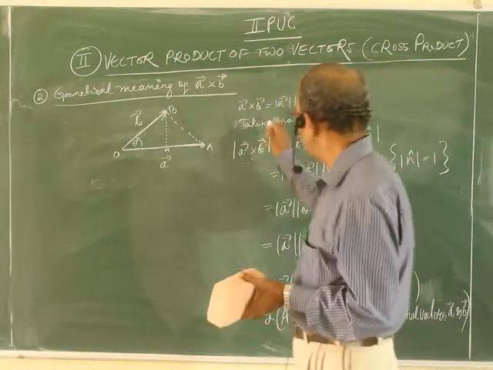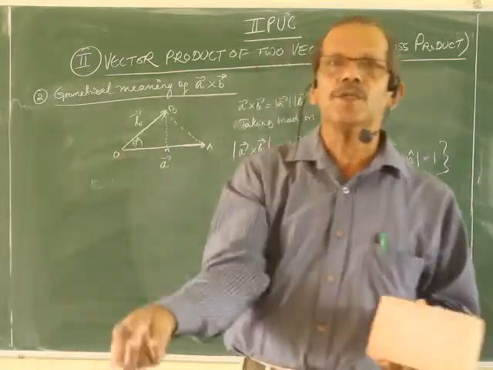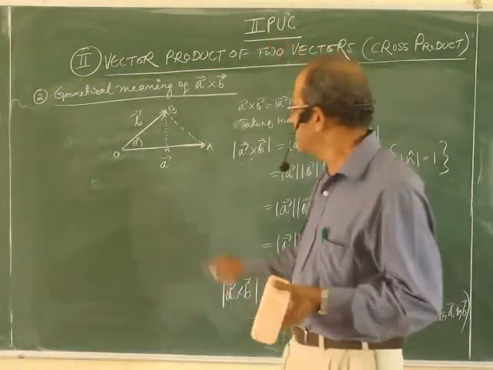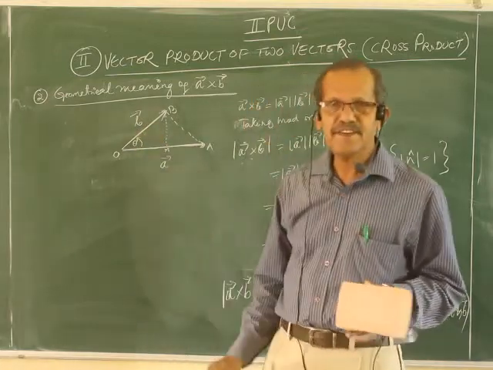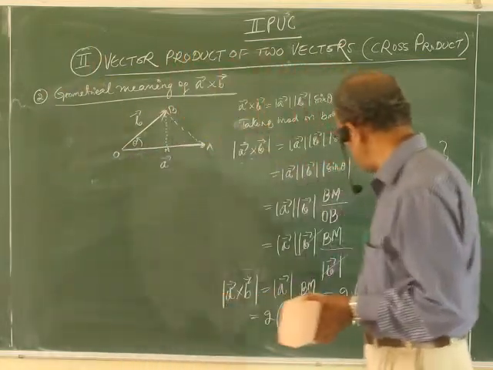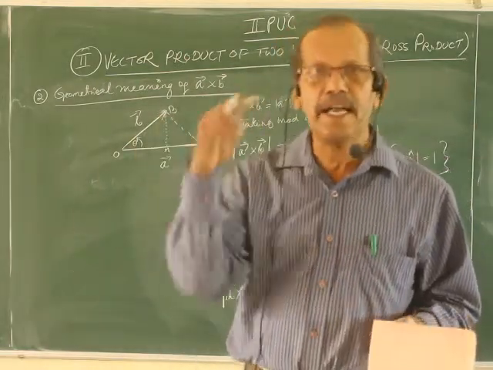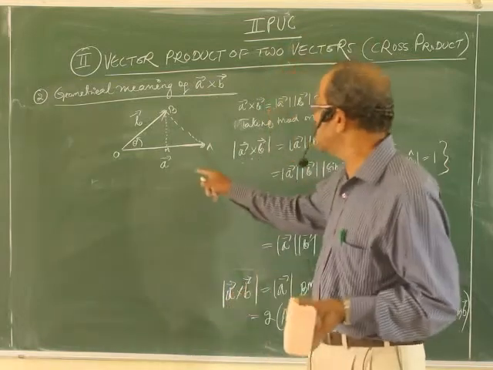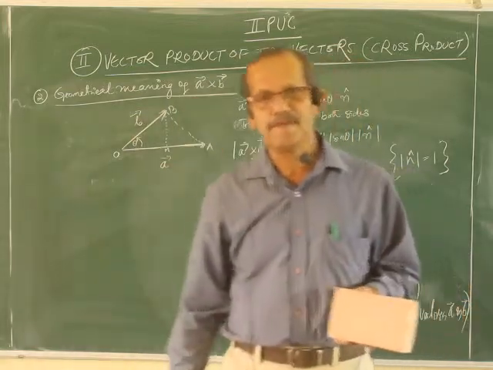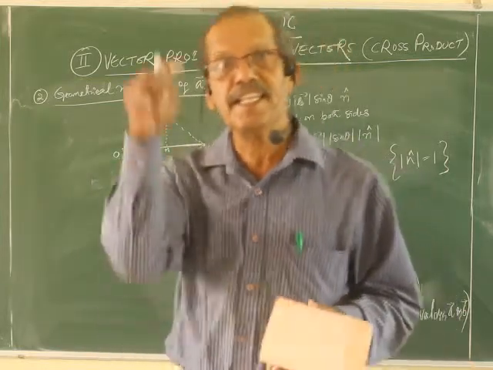The geometrical meaning of this is: if you find A cross B, the modulus of that is nothing but 2 times the area of the triangle, that's all. 2 times the area of which triangle? With the co-initial vectors A and B. If you construct a triangle with the co-initial vectors A and B, you get 2 times the area of that triangle if you find A cross B, then take the modulus. That is the geometrical meaning. In the previous case, it is the projection of the vector. Here it is the area of the triangle.